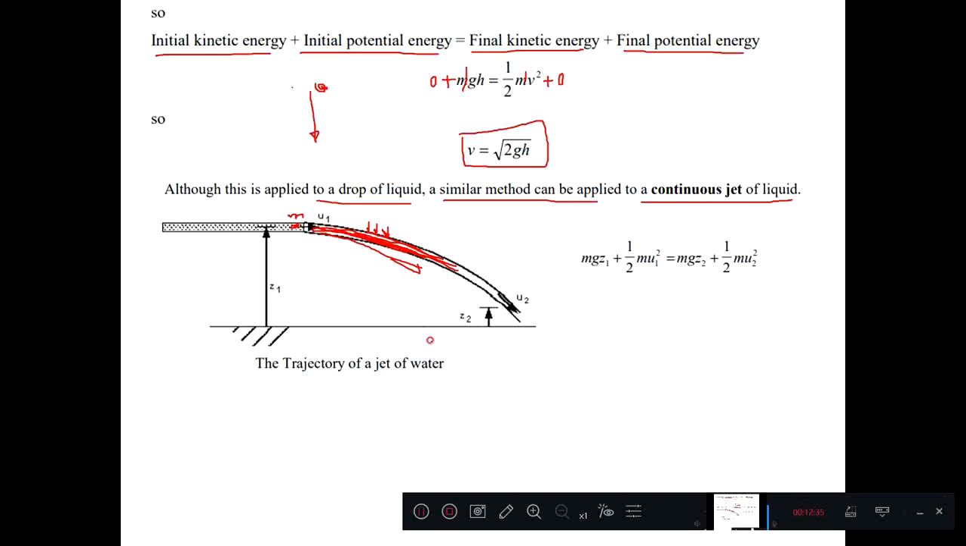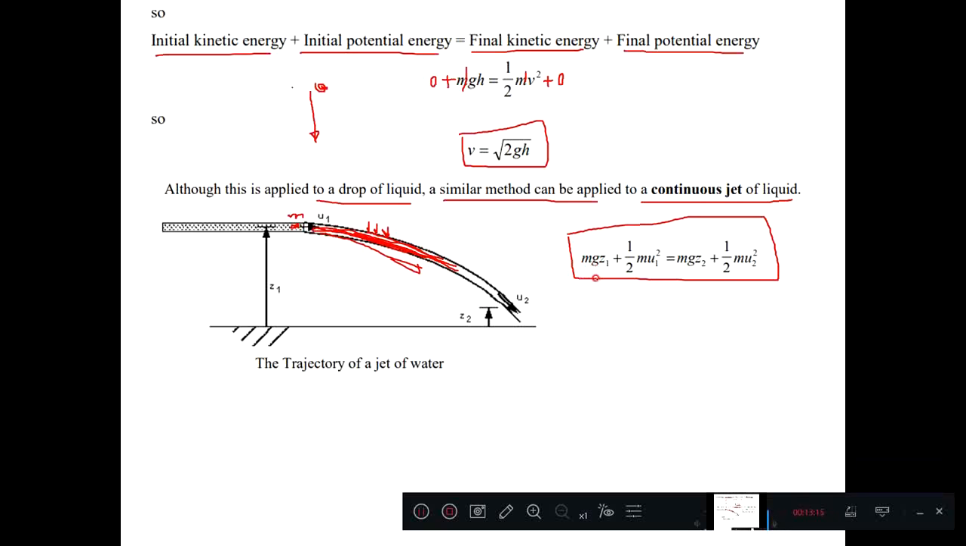Then the sum of kinetic energy and potential energies remains constant as we neglect the losses due to friction here. Since it is falling into the atmosphere, the only force acting on this jet will be the gravitational force. Hence we can say the sum of kinetic and potential energies remains constant since we are neglecting the energy losses due to friction. Then finally we can write this equation for this jet of liquid.